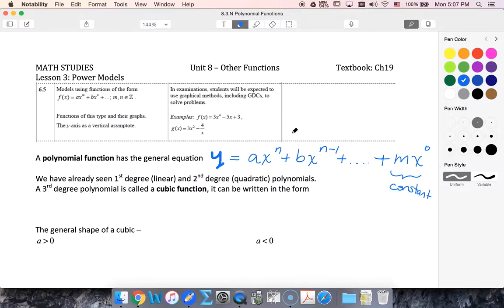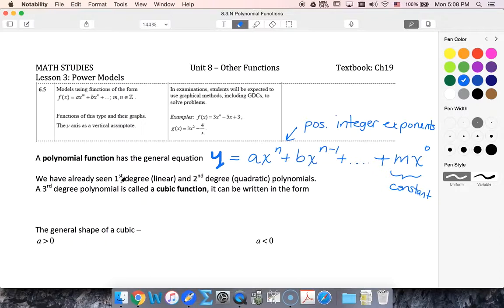Polynomials have integer values that are positive. So we could have x to the 3rd, but not x to the negative 3. So polynomials have positive integer values, positive integer exponents.